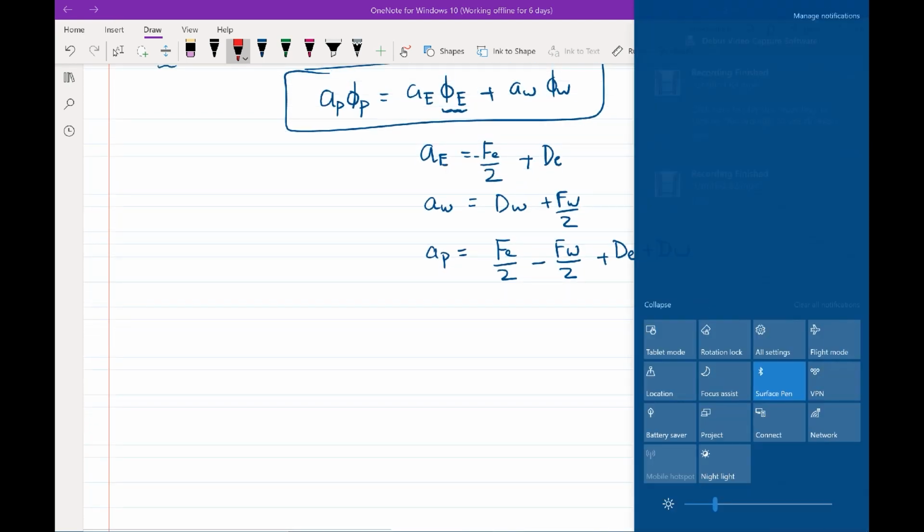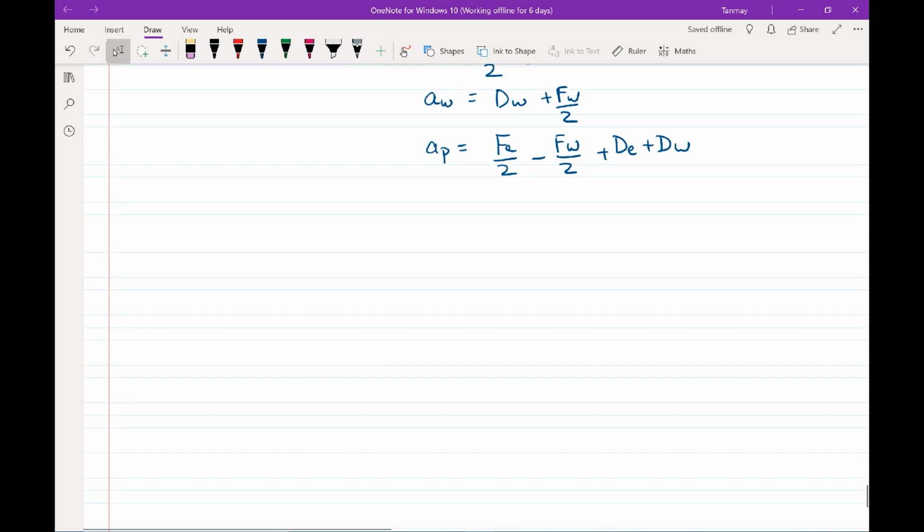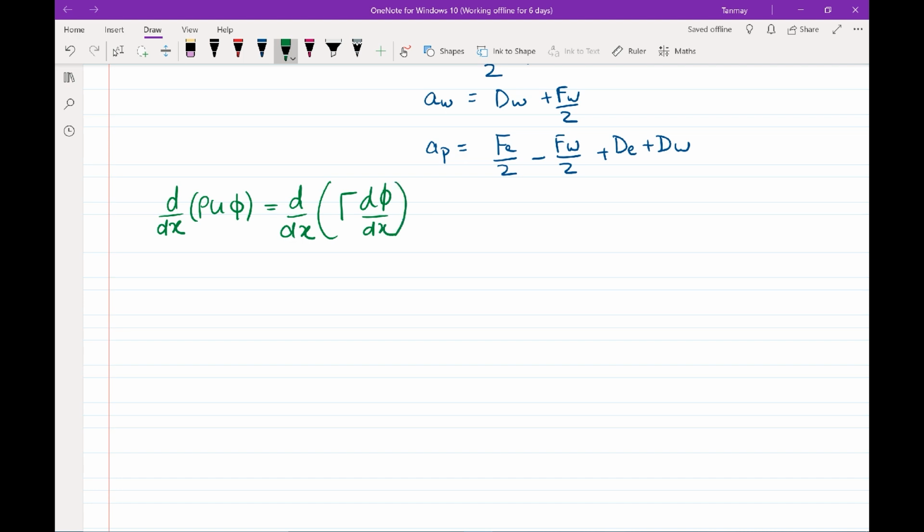So I'll write that particular equation again. So we had this as the general solution of the convection diffusion equation. And if I want to show you what the solution of this particular equation is, we had the equation being the first derivative of rho u phi equals the first derivative of gamma times d phi over dx. So we had a convection term and we had a diffusion term.